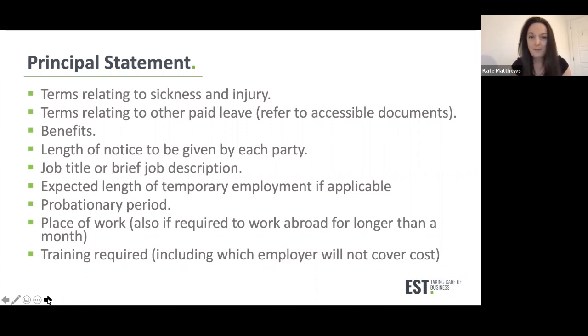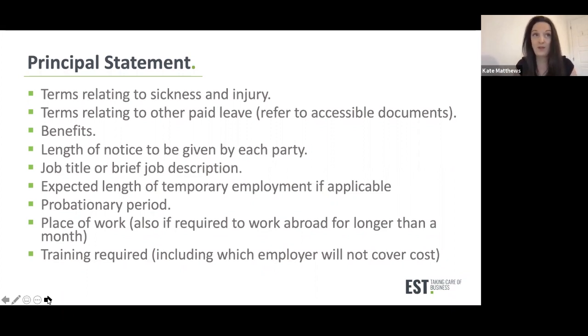Something else that is a new requirement in the principal statement is training. So you should have a clause in there that states whether or not you are going to require them to have training, and whether that is at your cost or whether it's at their cost. It's not a statutory requirement, but it's a really good idea to have an extra clause if you are going to be investing any significant amount of money in an employee's training, to claw it back, a repayment of training costs clause. It would normally have a sliding scale.